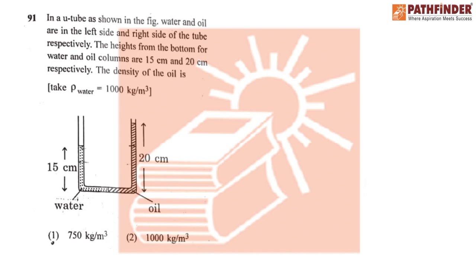In the first question of the physics section, there is a U-tube shown in the figure. In the left column there is water, in the right column there is some other fluid, some oil. The heights from the bottom of the water and oil columns are given in the picture. We have to determine the density of the oil.